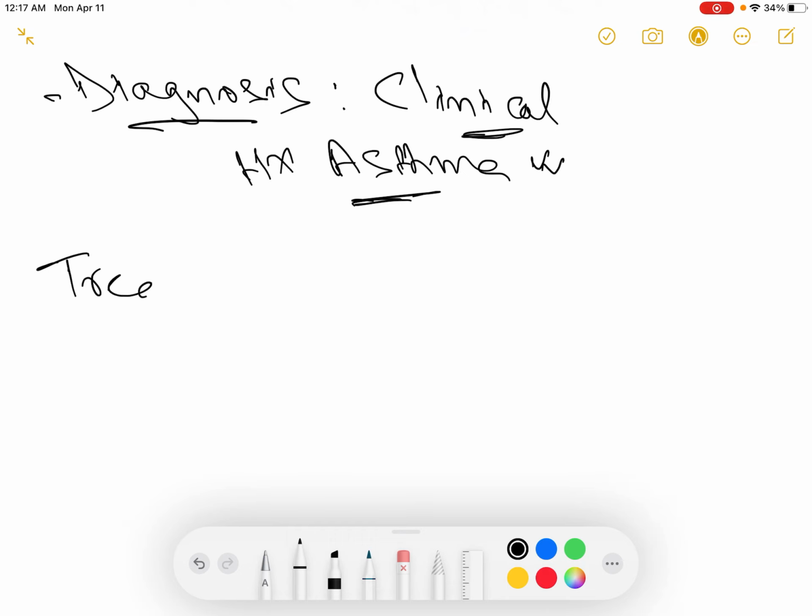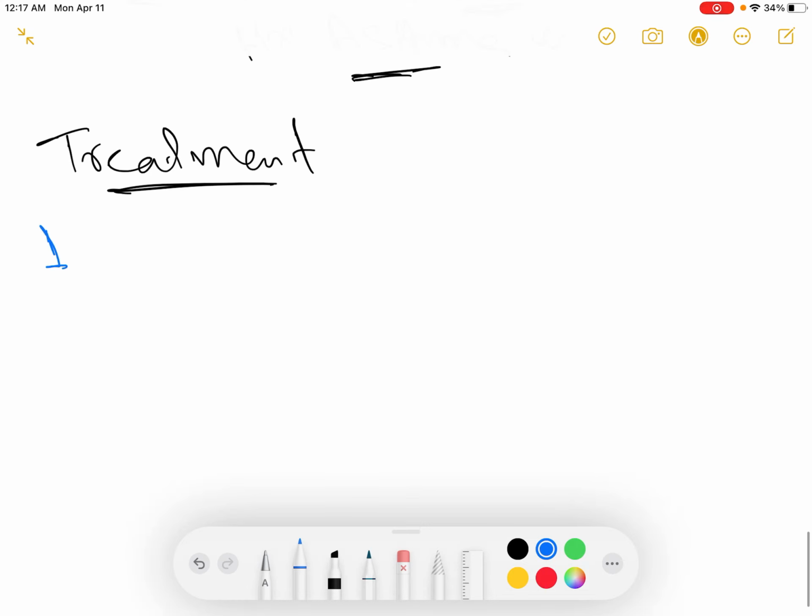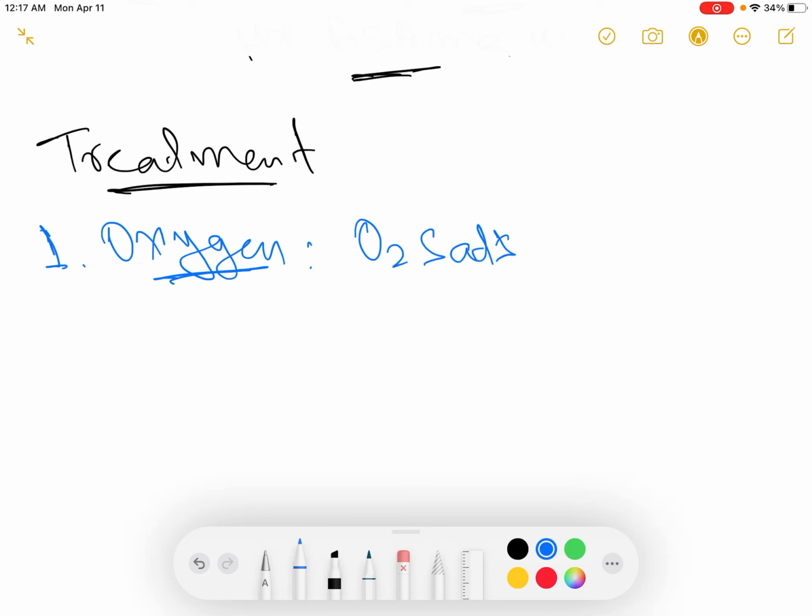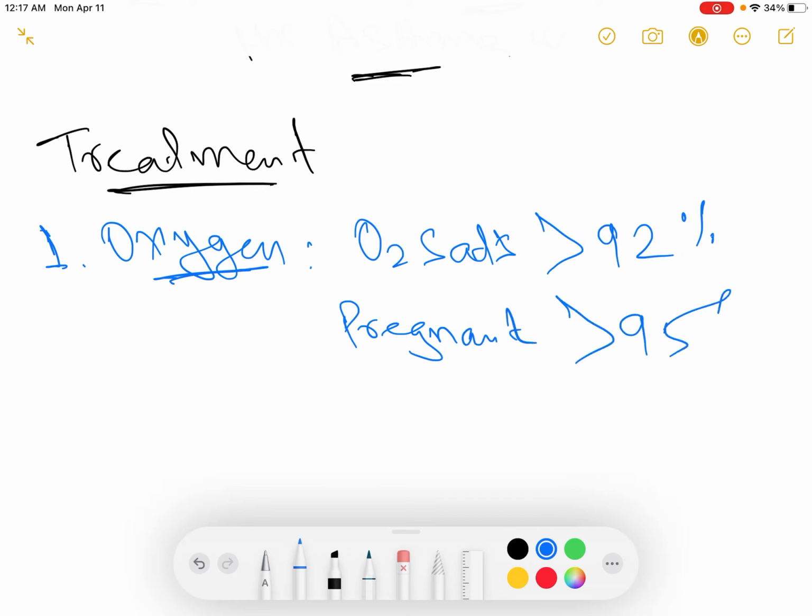How are you going to treat the asthma? Treatment is rather very simple, straightforward. First of all, you want to give them oxygen only if they need it. As I was telling you earlier, a lot of times they are not hypoxic, they may not need the oxygen. But the goal here is that you want to keep the O2 sats more than 92%. And if the patient is pregnant, you want to keep the O2 sats more than 95%. So that's the one thing.